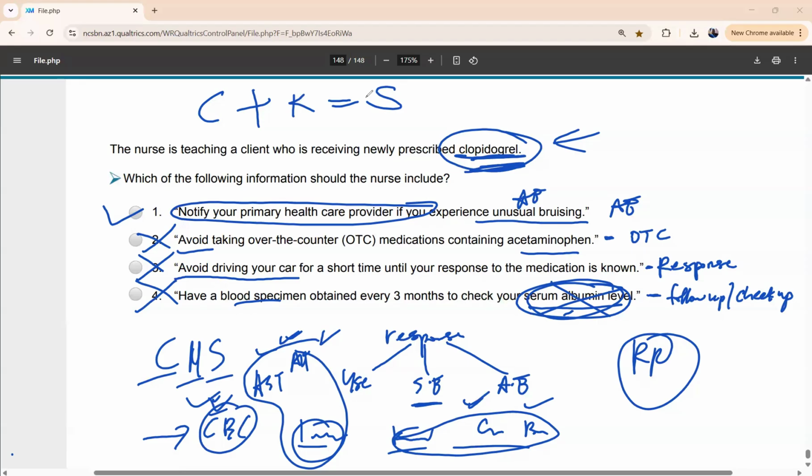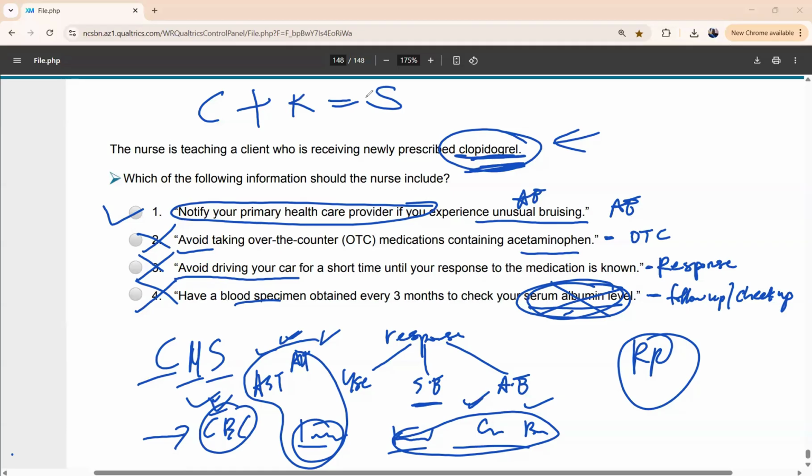You are not going to be a safe nurse if you are telling a patient to avoid acetaminophen. You are not going to be a safe nurse if you don't understand the response to clopidogrel. You will not be a safe nurse if you don't know the right checkup for the medication. You will also not be a safe nurse if you cannot identify that a patient needs to report an adverse effect to the doctor.